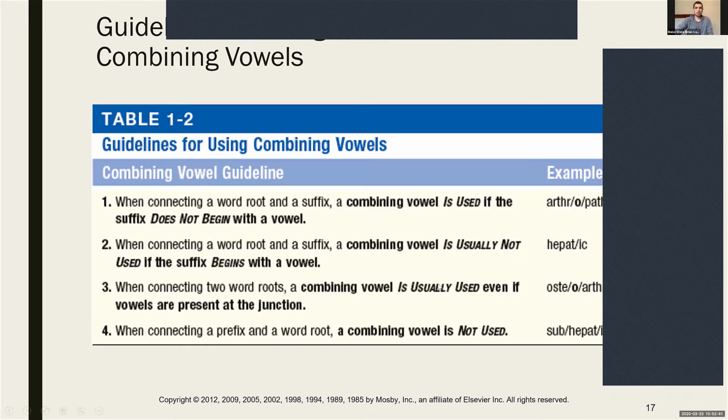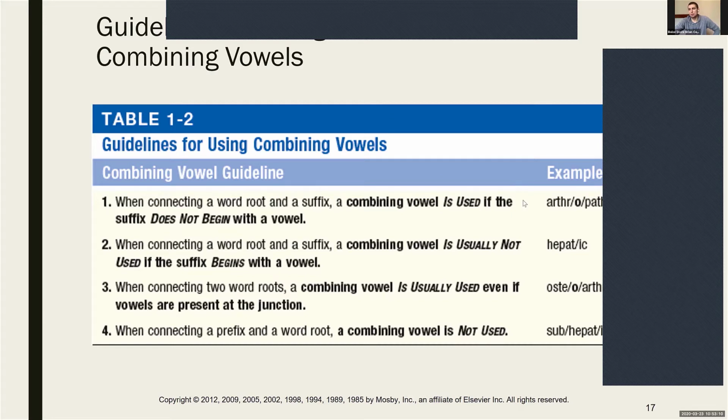Guidelines for using combining vowels. This is an important aspect, and this is pages 7 and 8 of your text, but it's nicely summarized in table 1.2. So when you've got a word root and a suffix, so the word and then what comes at the end of it, you're going to use a combining vowel if the suffix does not begin with a vowel.